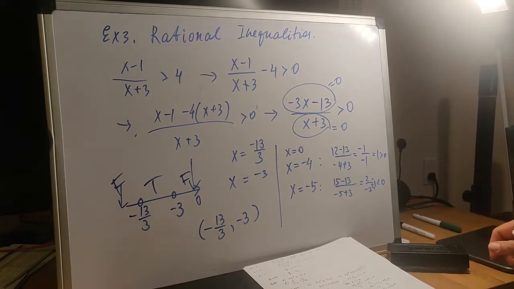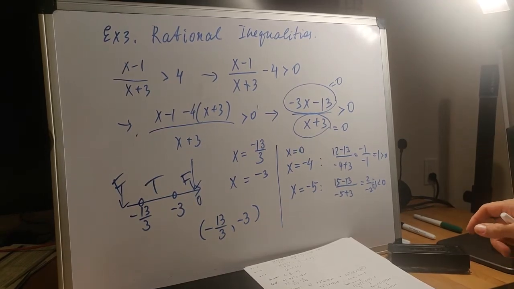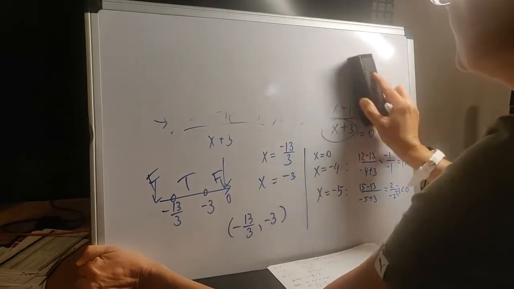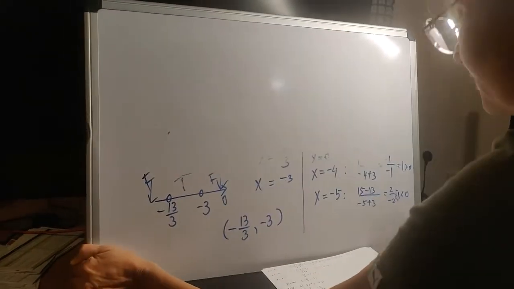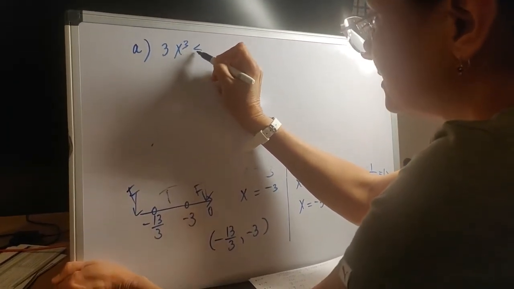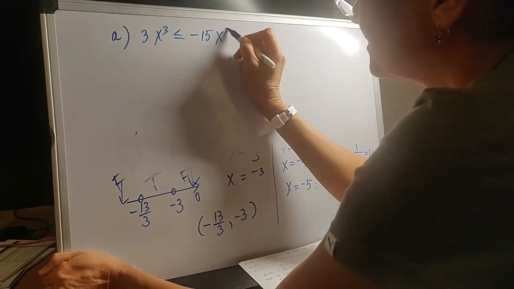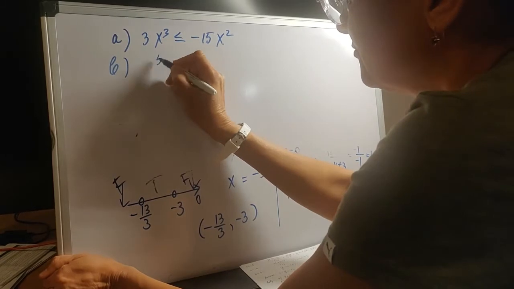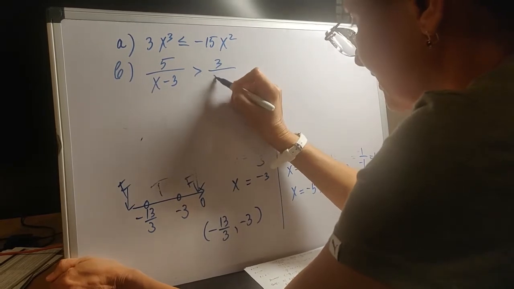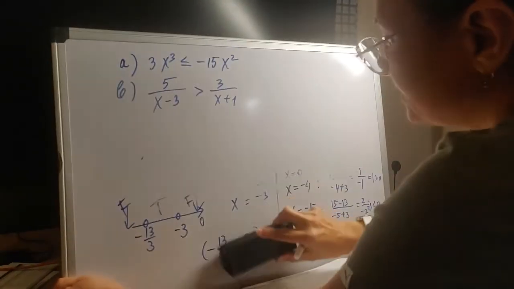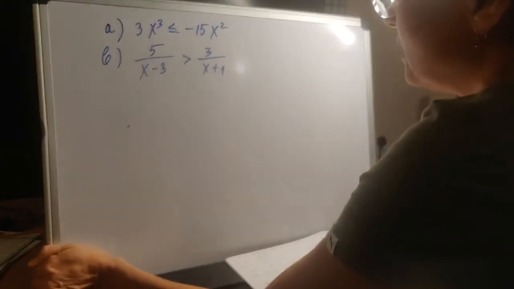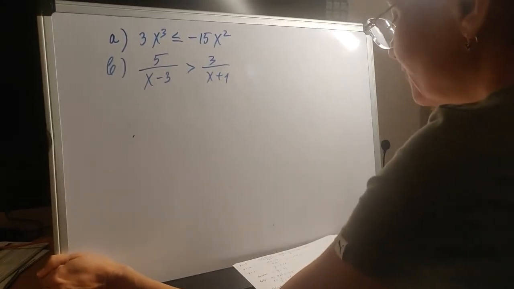So I'm going to give a couple of problems to you, solve them yourself, and then I'm going to solve them myself too. Okay, let me write down the problems. And I'm going to count to 5 and do the solution myself. So problem number 1 is 3x cubed is less than or equal to negative 15x squared. Problem number 2 is 5x minus 3 greater than 3x plus 1. So 2 problems. Let's see if we can solve them. 1, 2, 3, 4, 5.